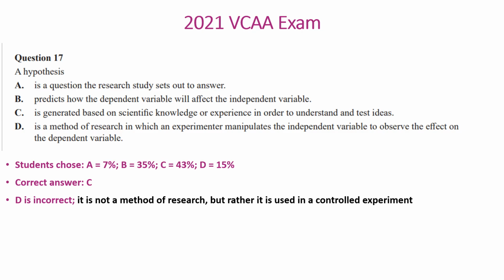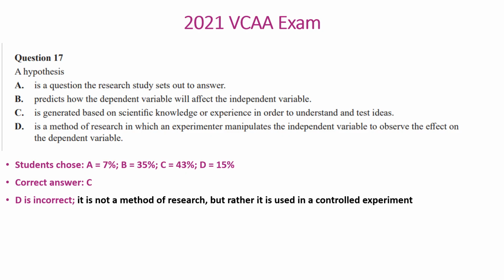Now, this question from 3 years back stumped students, as reflected by the stats here. I won't go through all the options on these various multiple choice questions that pop up, but let's quickly have a look at B. Predicts how the DV will affect the IV. If we switch the IV and the DV around in this sentence, that'd be an excellent answer.